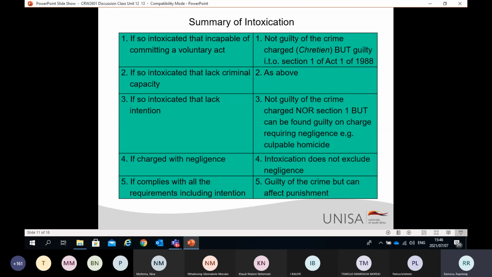If X complies with all of these requirements, including intention, he will be guilty of the crime that requires intention, though the concept of intoxication can be taken into account at the point of punishment. So that is the conclusion as far as the effect of intoxication is concerned.